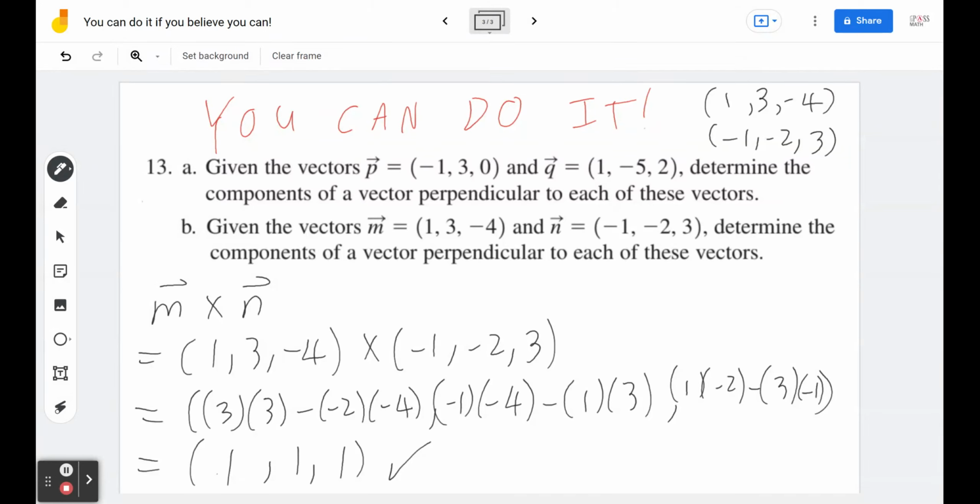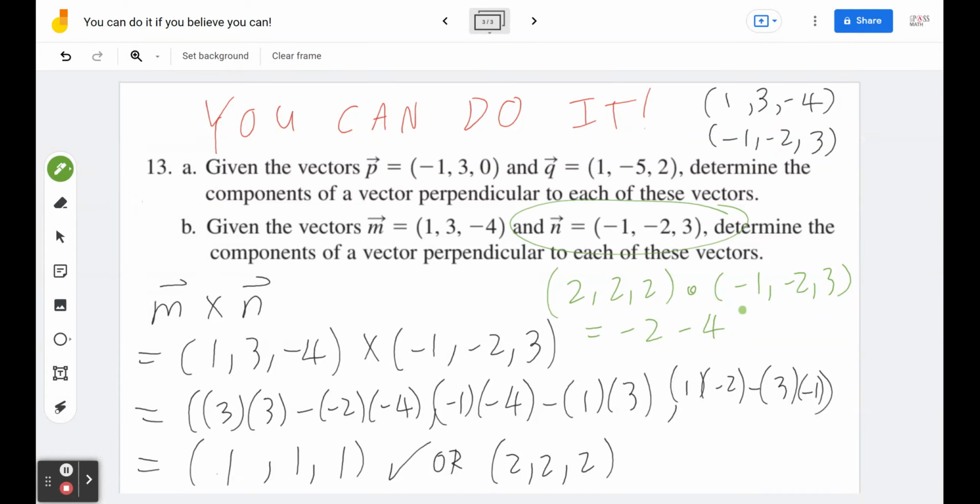So let's pretend you decided to multiply this by 2. What about 2, 2, 2? Let's double check. Again, you have to take the dot product for both choices, but I'm just going to show you the first part. Let's say I take the dot product of the answer 2, 2, 2 with -1, -2, and 3. Look what happens. 2 times -1 is -2, plus 2 times -2 is -4, plus 2 times 3 is 6, and that's going to be 0.